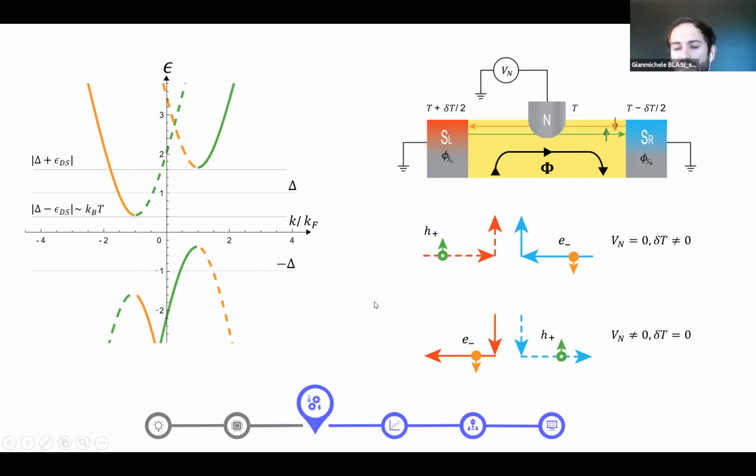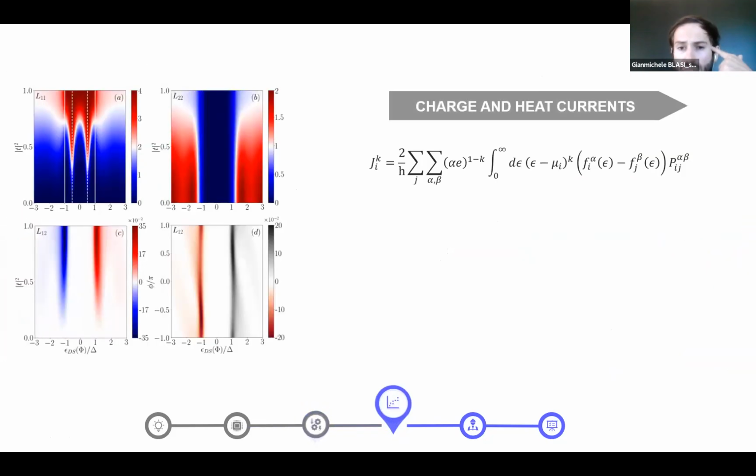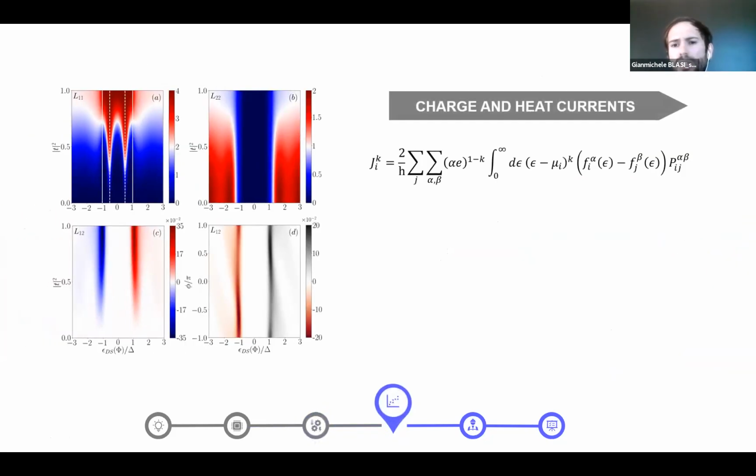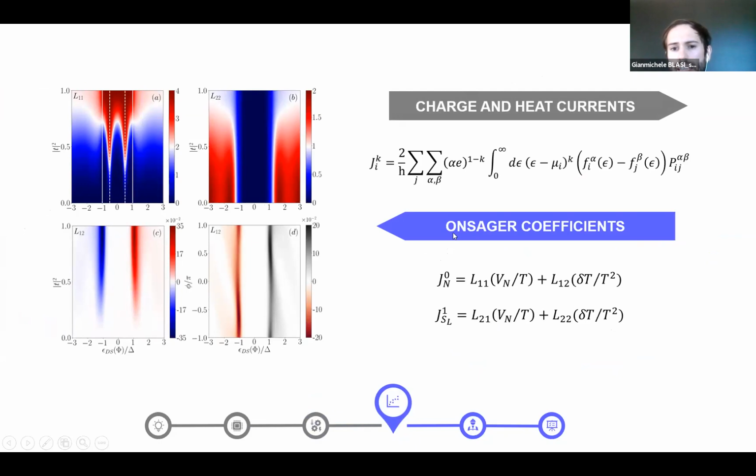This is the main physics under this non-local thermoelectric effect, but let's now quantify it. In order to quantify this effect, we exploit the scattering matrix formalism by computing the charge and its currents at the different terminals of our structure. And more precisely, we consider the case of a linear response regime by computing these Onsager coefficients.